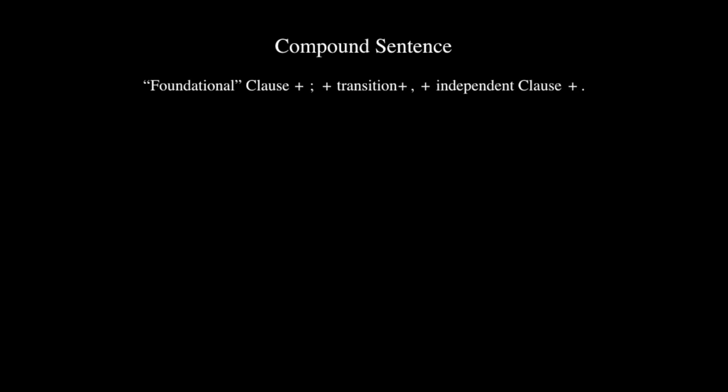The second type of compound sentence uses what we call a transition or a transitional device to combine the 2 independent clauses.